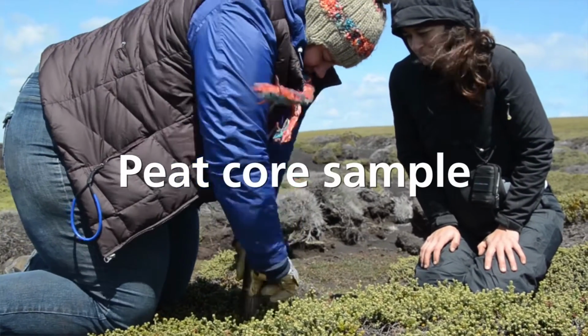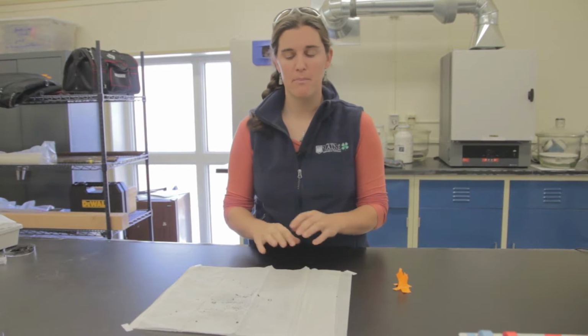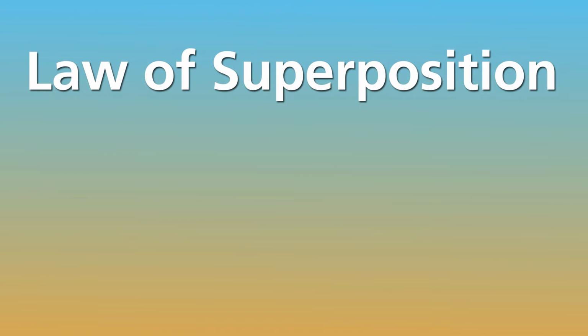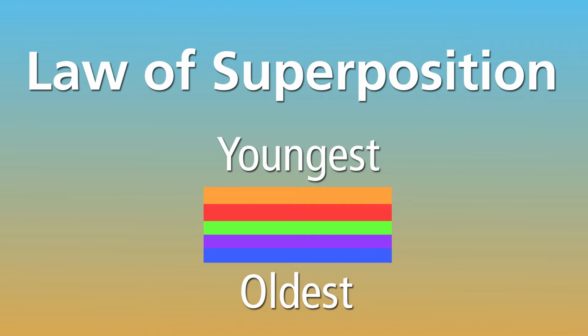The way that we collect this layer is by taking a peat core sample in much the same way that ice scientists take ice cores. Peat is a lot like soil. It's made up of partially decomposed plant material that builds up in layers. One of the most important things to know about coring is the Law of Superposition. What this law states is that sedimentary layers are oldest on the bottom and youngest on the top.